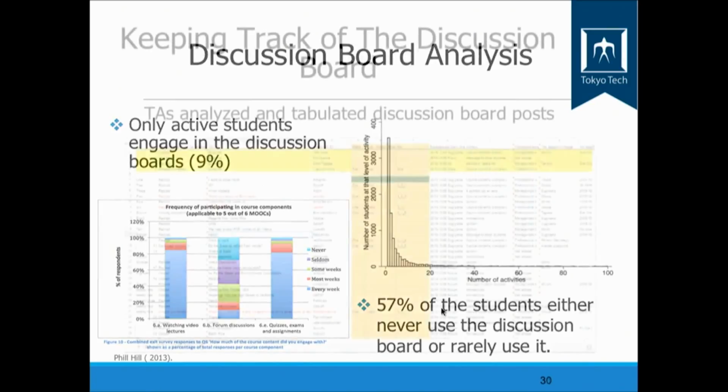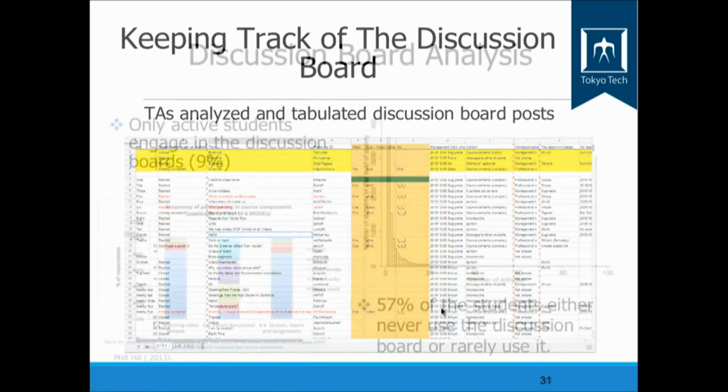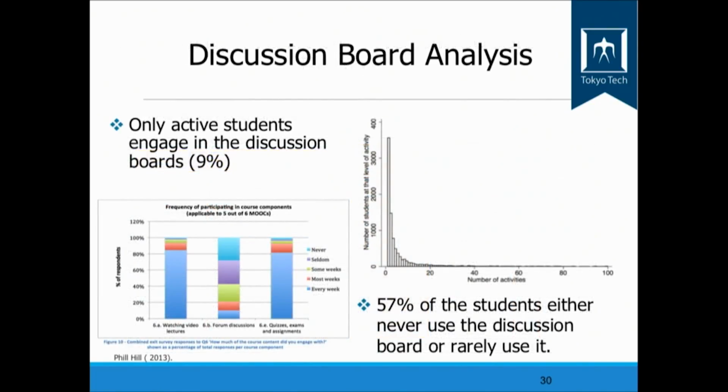75% of the students, never used the discussion board or rarely used it during the course, which means only 9% are the people who use the discussion board on a weekly basis. And these 9% are most probably the active students who actually engage in the course. In the graph by Dr. Filher, they're most probably the completing, active kind of students.